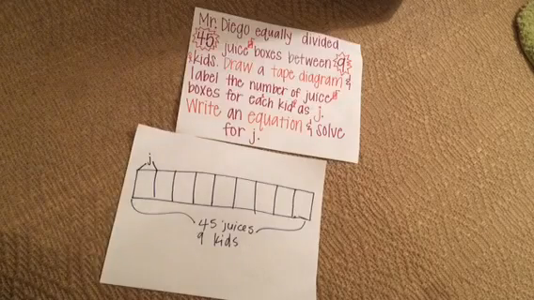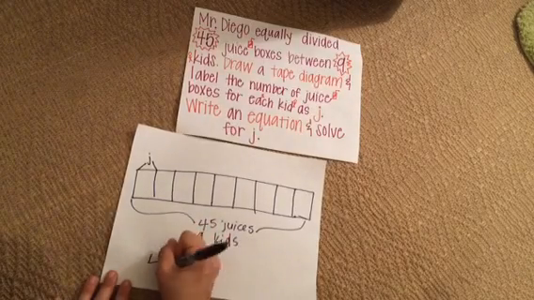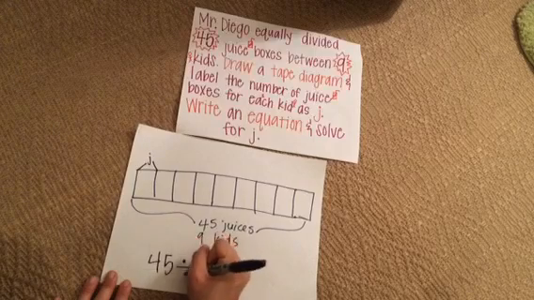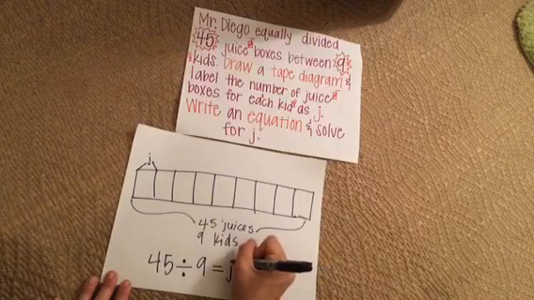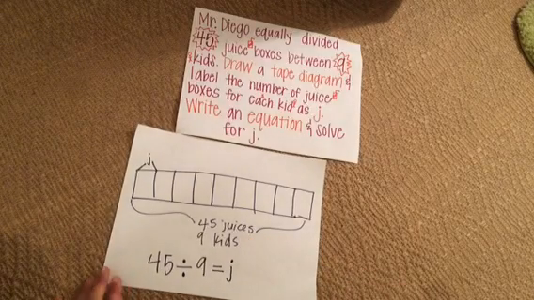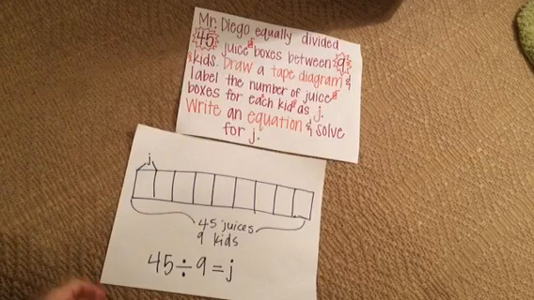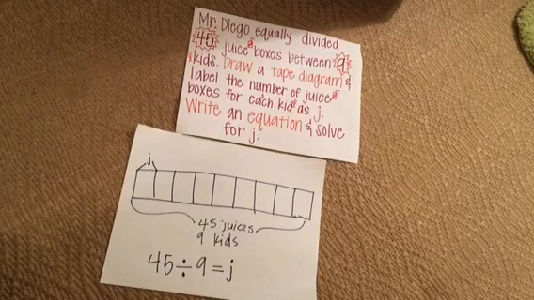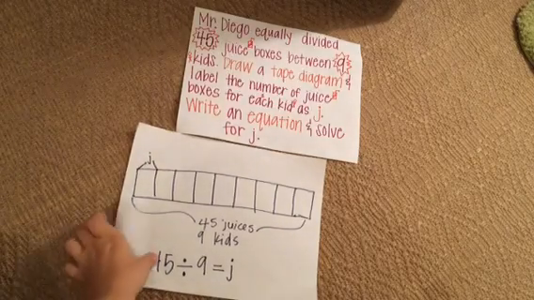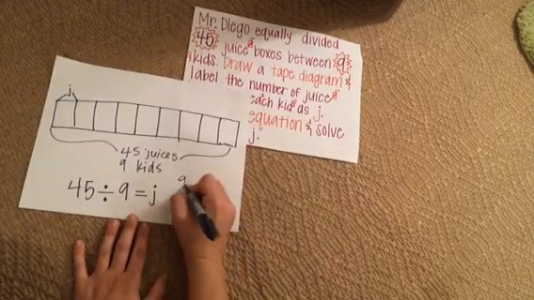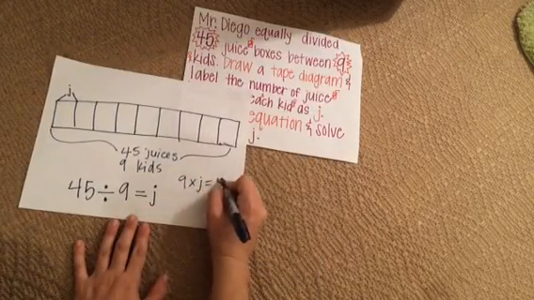Okay, write an equation and solve for J. So we have 45 juice boxes. We have divided them up between 9 kids. We don't know how many each kid is going to get. So, I need to do 45 divided by 9. Another way of saying that is, what times 9 gives me 45? We learned some really cool strategies to work with 9s. How about, we know 9 times J equals 45.